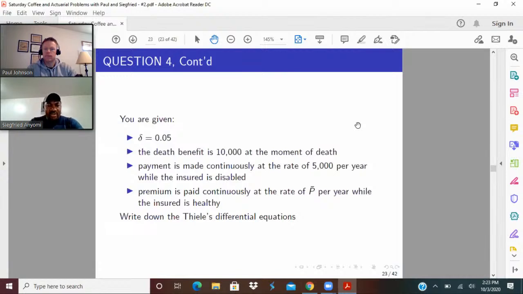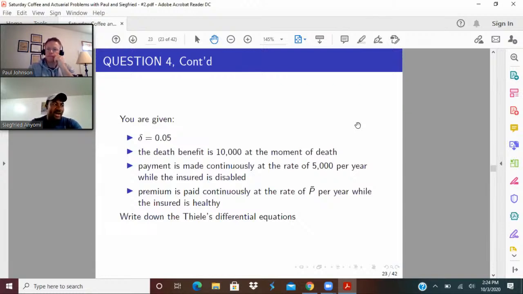So you were given the force of interest is 0.05. The death benefit is 10,000 at the moment of death. Payment is made continuously at the rate of 5,000 per year while the insured is disabled. Premium is paid continuously at the rate of P bar per year while the insured is healthy. So the requirement here is to write down the Thiele differential equations.